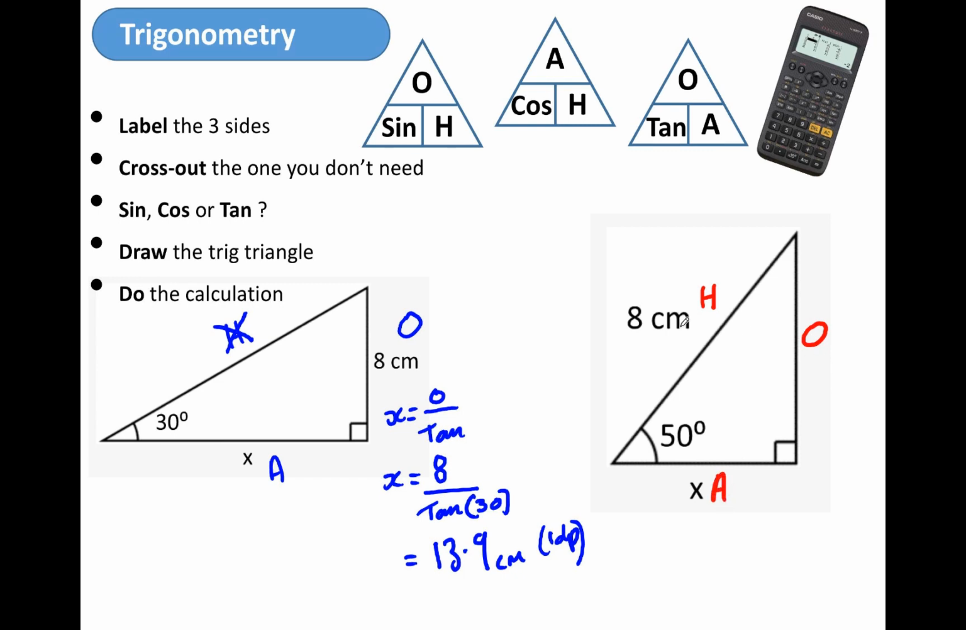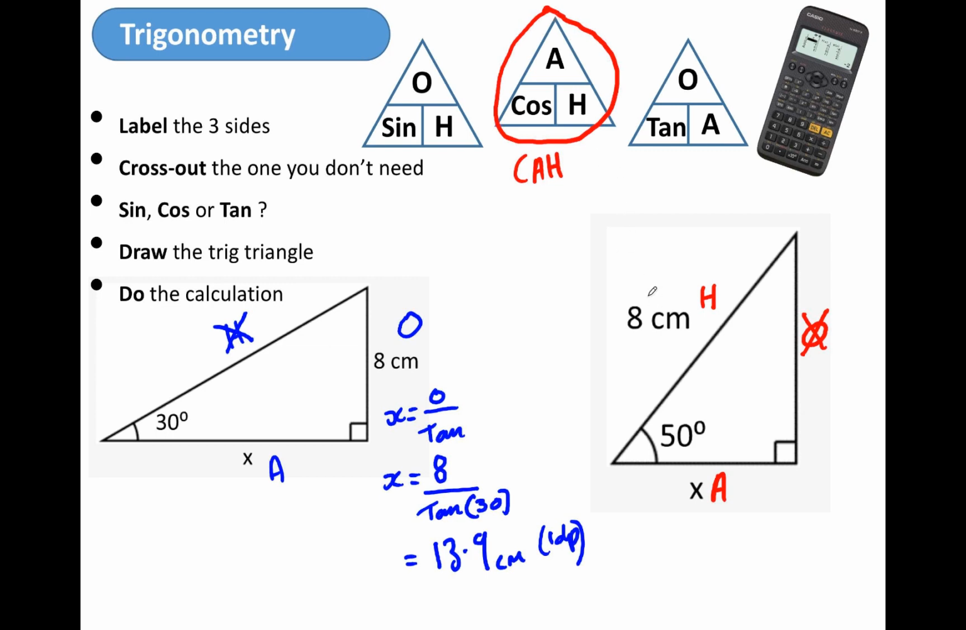Next, cross out the side we don't need. I clearly need that because it's 8 centimeters. I need this one because I'm trying to find that side. O isn't taking any part in this question at all. Next, decide which silly word to use. Well, I've got A and I've got H, and the only one that has A and H is CAH, which means we are after this trig triangle here, CAH.